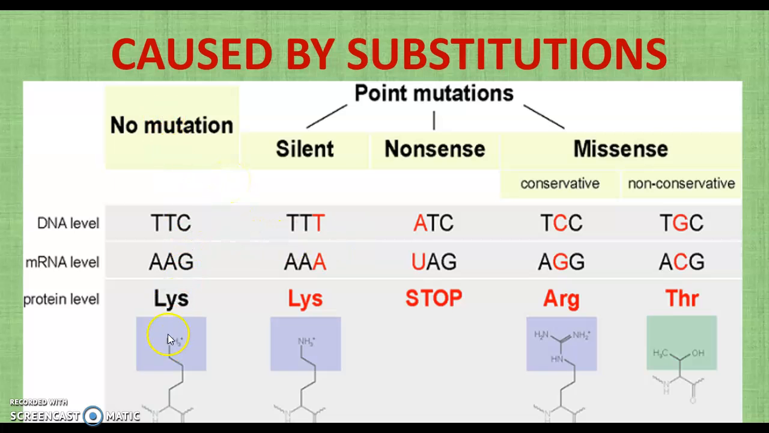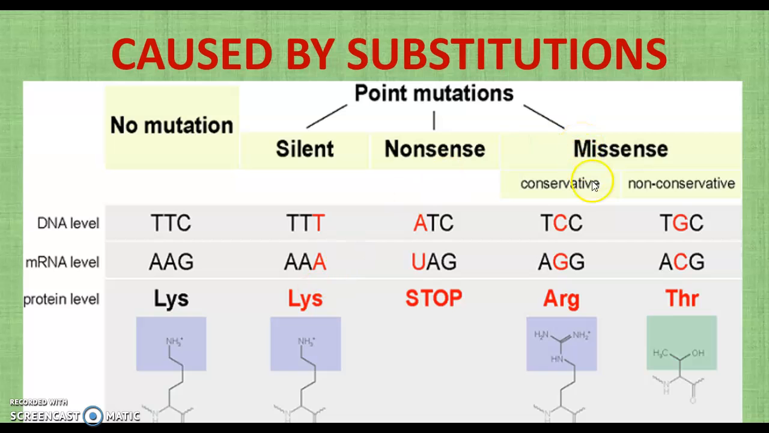In this graphic here, the first picture that we're looking at is the normal DNA sequence, and then the mRNA, and then, of course, at the level of the protein. So we're looking at the amino acid. And you're seeing the different types of mutations here. The silent, if you notice with the silent, it's as if it did not happen at all because it results in the same amino acid sequence.